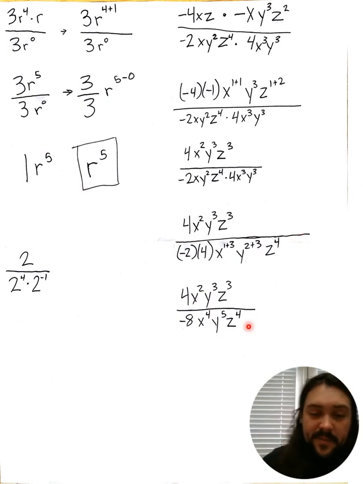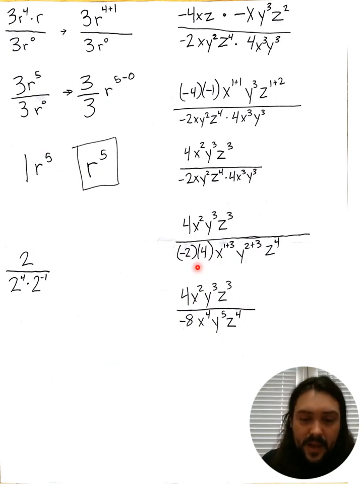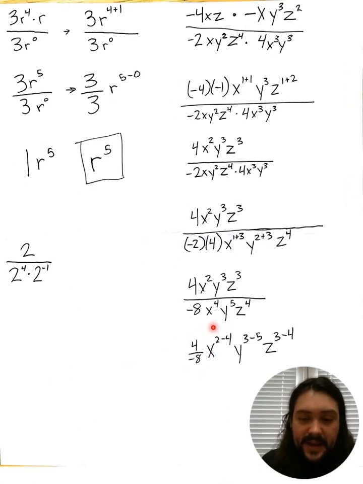Now that everything is simplified, I can apply the quotient property. Divide the coefficients first, 4 divided by -8. Then I subtract the exponents, or combine the bases first, and then subtract the exponents. So we have my x's, but x, 2 minus 4, 3 minus 5 on the y, and 3 minus 4 on the z exponents. Let's simplify that.